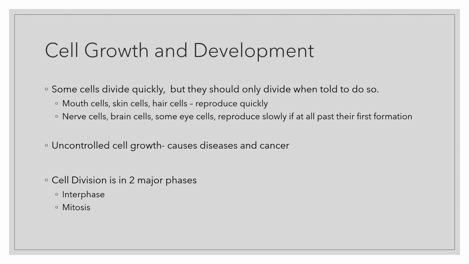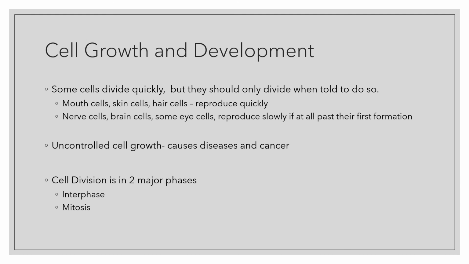However, there are cells that reproduce very slowly, if at all, past their first formation. So you've got nerve cells, brain cells, some eye cells. Once they're damaged, oftentimes they don't reproduce or replace themselves, which is why if you get in an accident and it damages nerves in your back, you might be paralyzed permanently for the rest of your life. Brain damage is permanent, so that's why concussions are dangerous, or certain kinds of drugs can be dangerous because you're doing permanent damage to your brain that your brain may not be able to recover from. Some injuries to the eyes lead to blindness, and once you've damaged certain cells in the eyes, they won't replace, so you're always going to be blind.